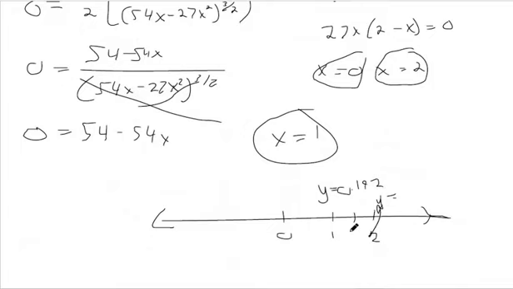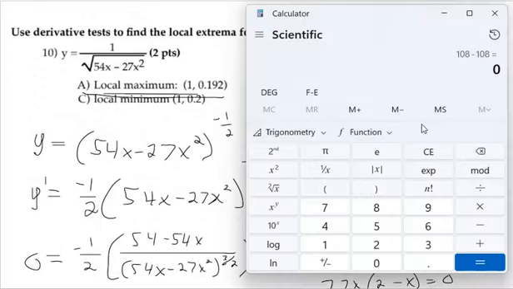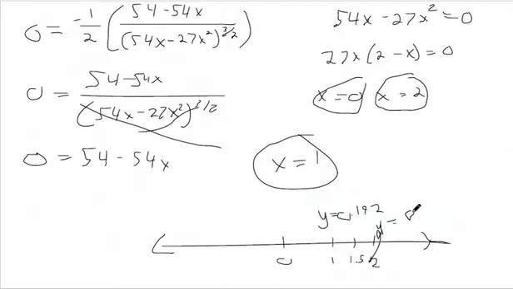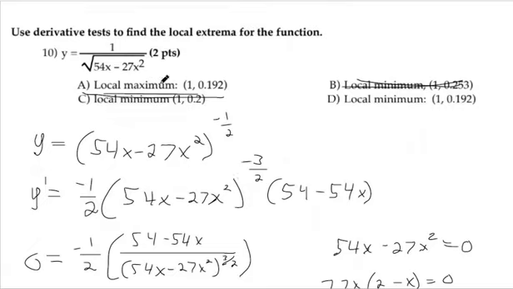I got to plug something in a little closer, something that's actually in the domain. So if I plug in 1.5 into this function, I've got 1.5 squared times 27, and then 54 times 1.5 subtracted by that answer. Then take the square root, and so 1 divided by that. So if I plugged in 1.5, I got 0.222. That means an x value slightly to the right has a higher y value, so this must be a local minimum.